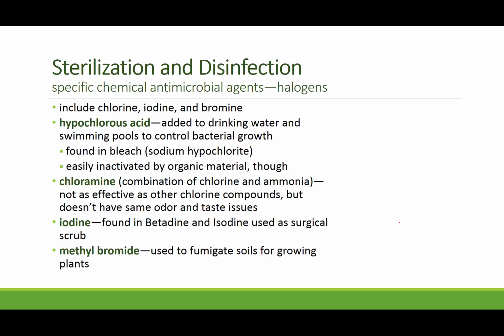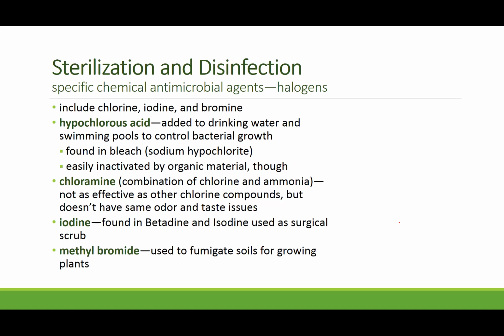Iodine is found in Betadine and Isodine, and it's used as a surgical scrub. If you go backpacking and don't have a filter that would remove, say, Giardia or bacteria like E. coli from the water that you collect to drink, then you can use iodine tablets. It's a form of iodine that, if you let it sit for about 20 minutes, will have a bacteriostatic effect in the water you're drinking. Although it also leaves a kind of unpleasant iodine flavor to the water. But if you're really thirsty, hey, you'll be happy to have that iodine water.